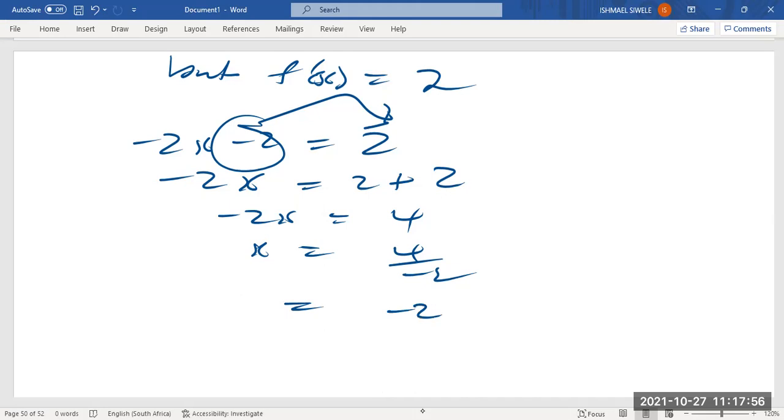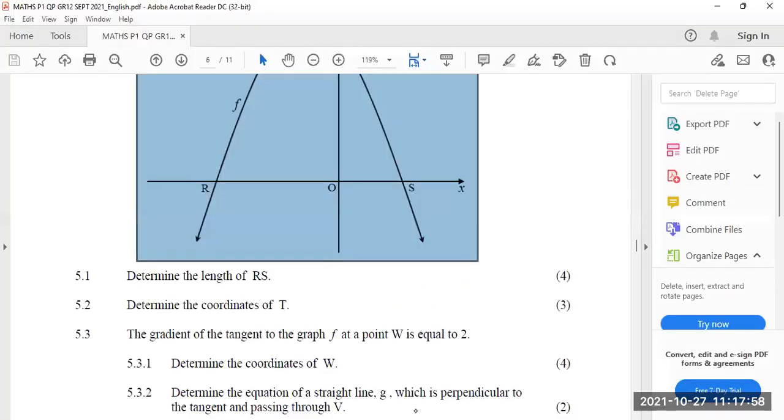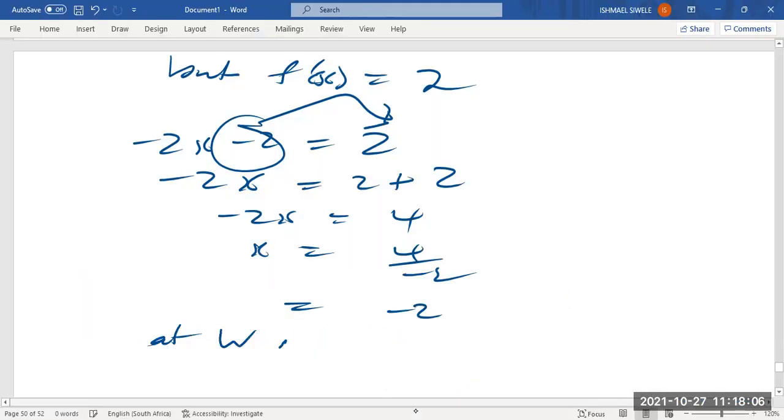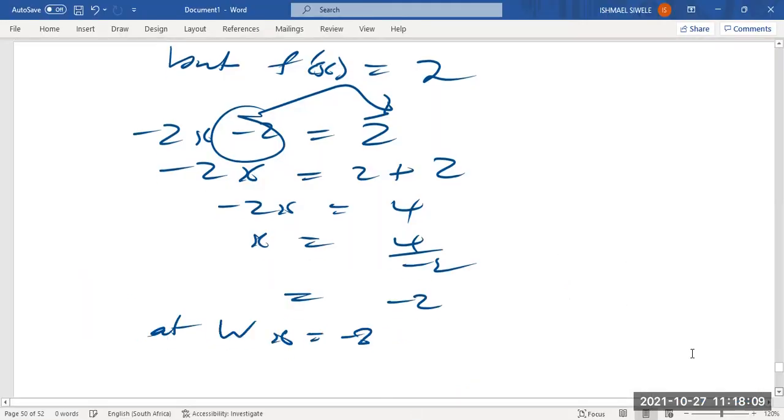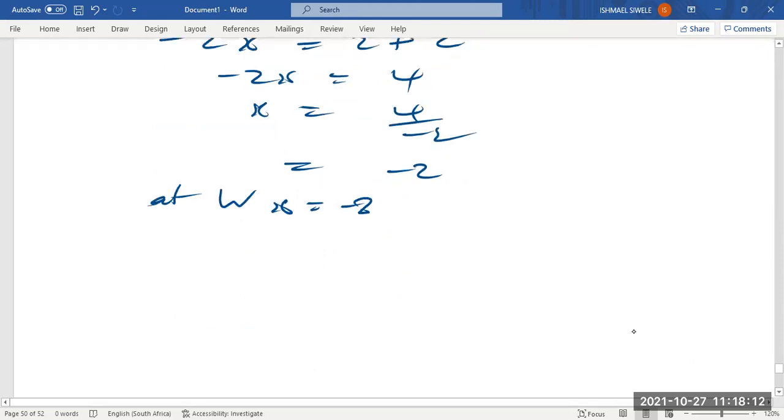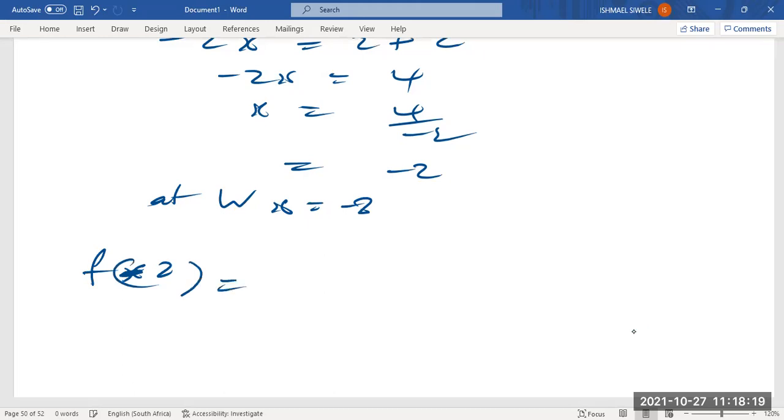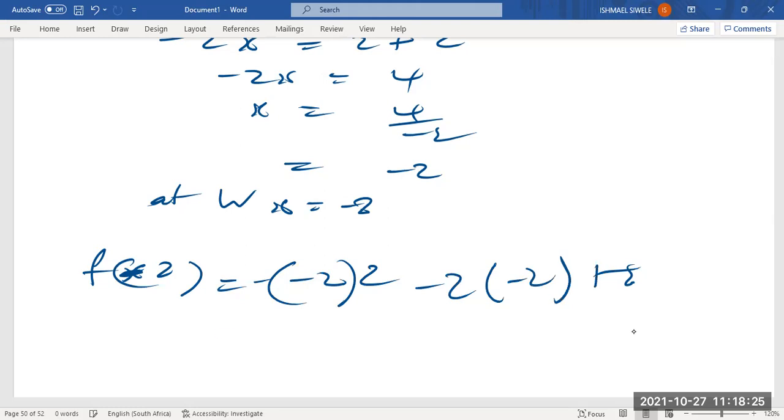So, determine the coordinates of W. So x at W, x is equal to negative 2. Then we can find y by substituting in the original graph. f of x, f of negative 2 will be equal to negative 2 squared. And this is equal to negative multiplied by negative 2 squared minus 2 multiplied by 2 plus 8. This is 0.